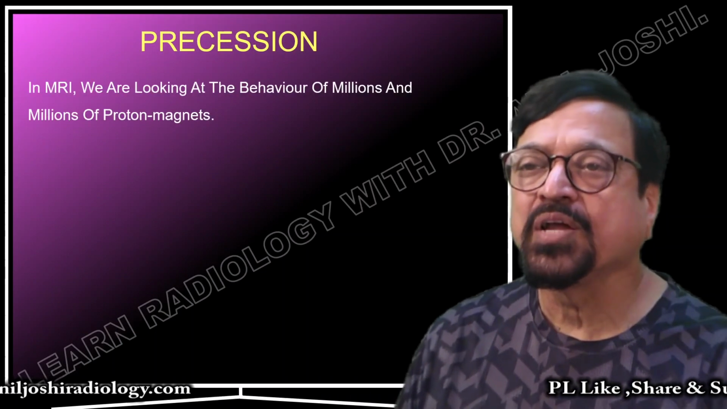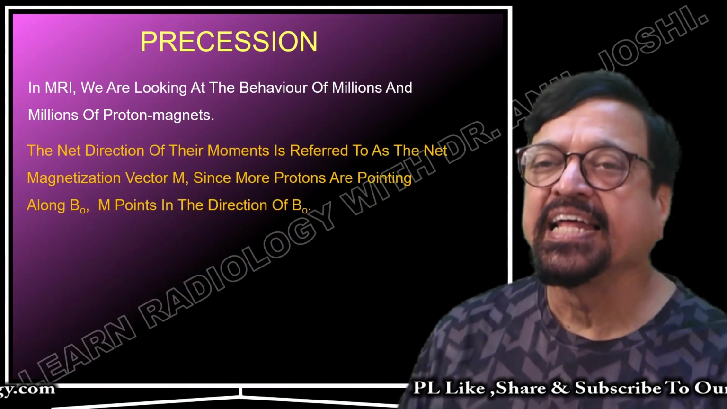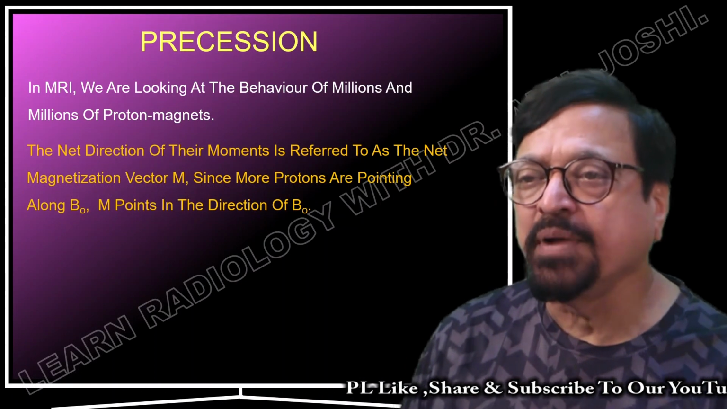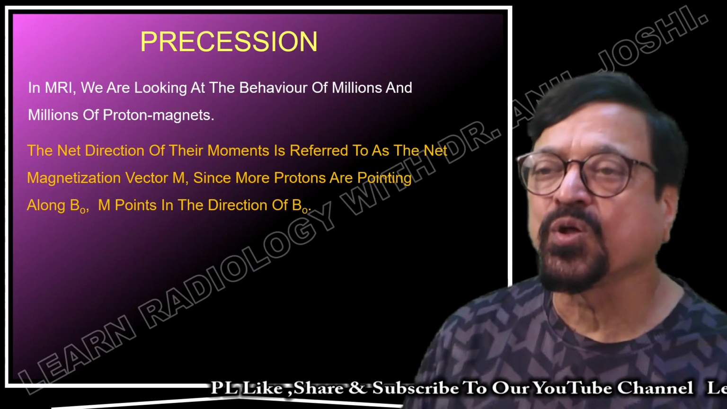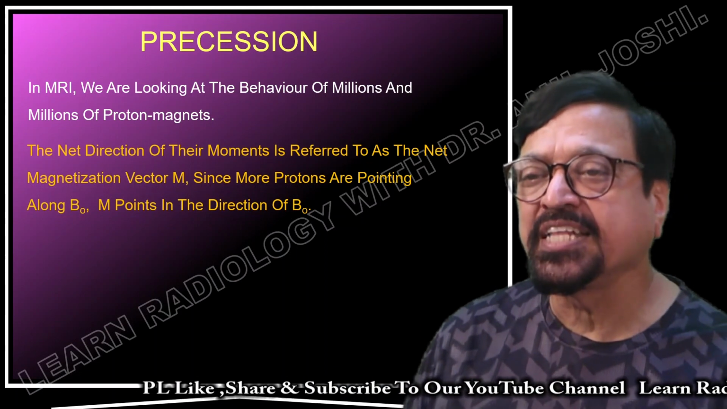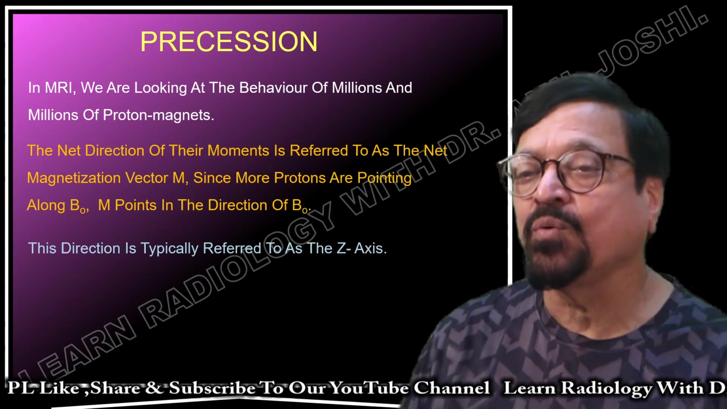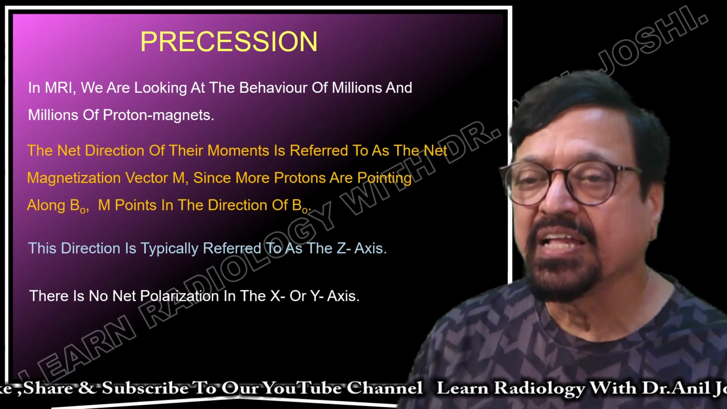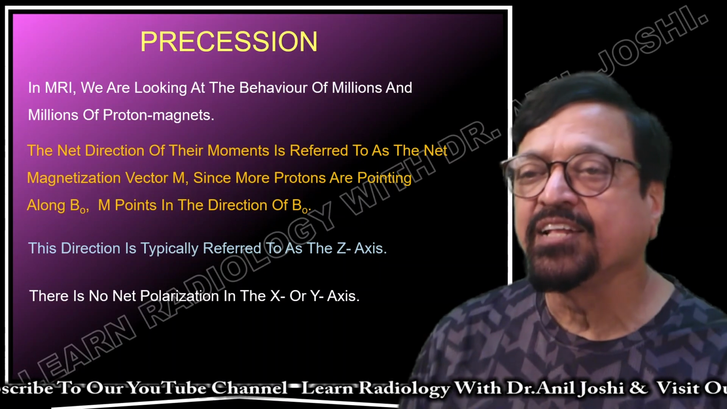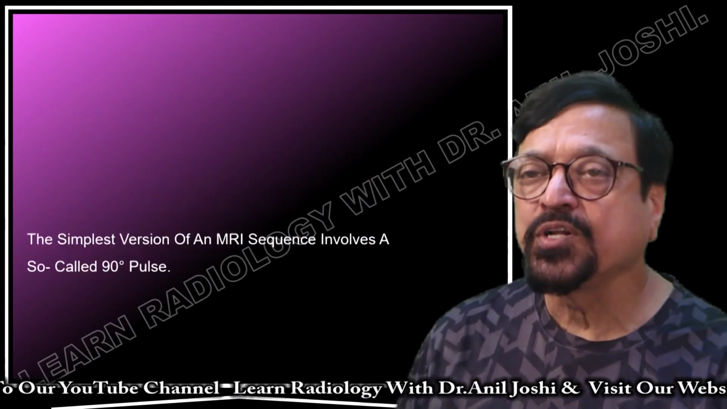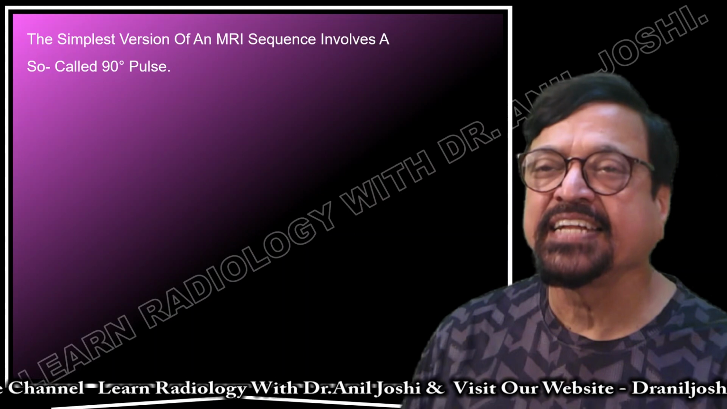Now in MRI, we are looking at the behavior of millions and millions of proton magnets. The net direction of this movement is referred to as the net magnetization, that is vector M. Since more protons are pointing along B0, M points in the direction of B0. This direction is typically referred to as the z-axis. There is no net polarization in the x or y axis. So it is important to know that there is no polarization in xy and it is along the z-axis.